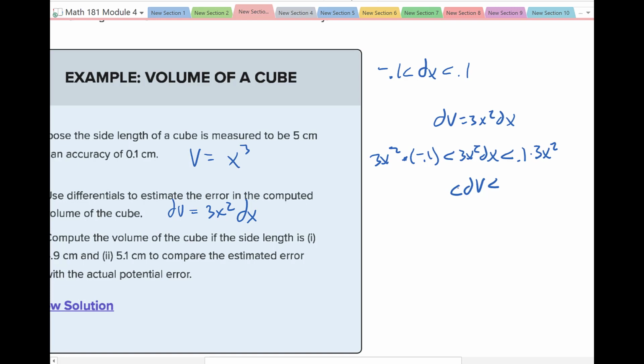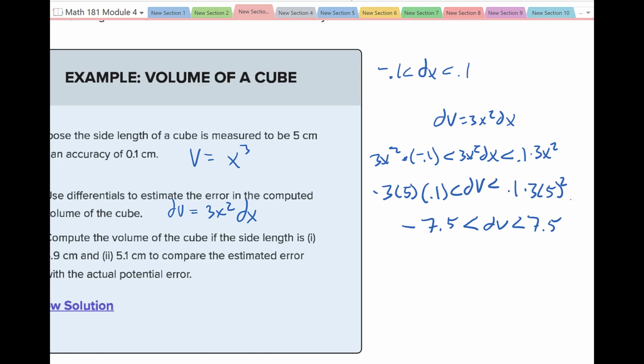So our dV would be negative 3 times, and the x was 5, times negative 0.1. The negative's over there now, so I don't need it here. Times 0.1. And then it would be 0.1 times 3 times 5 squared. So it's negative 7.5 is less than dV less than 7.5. So that's the variation that could occur.